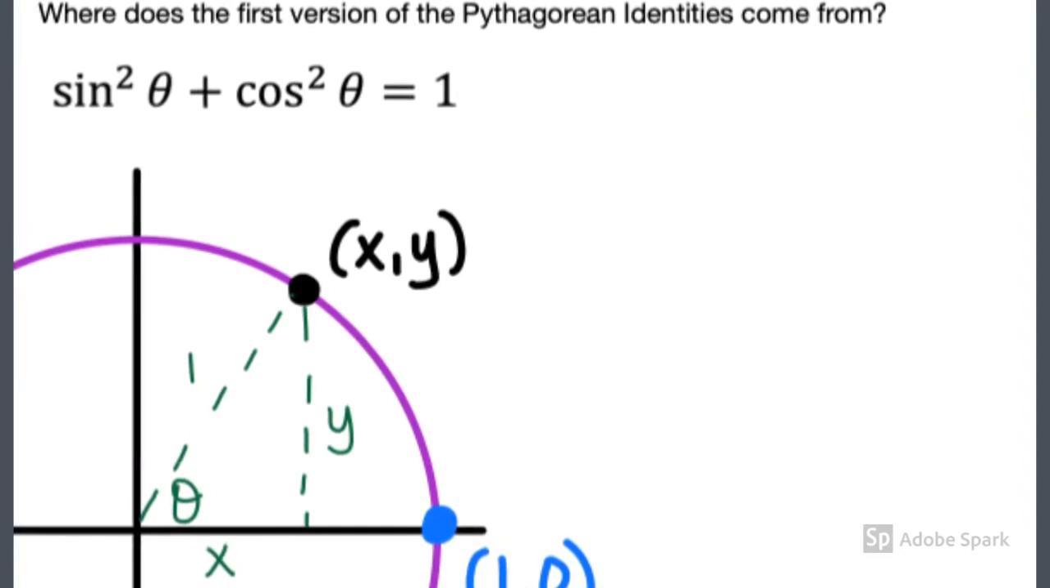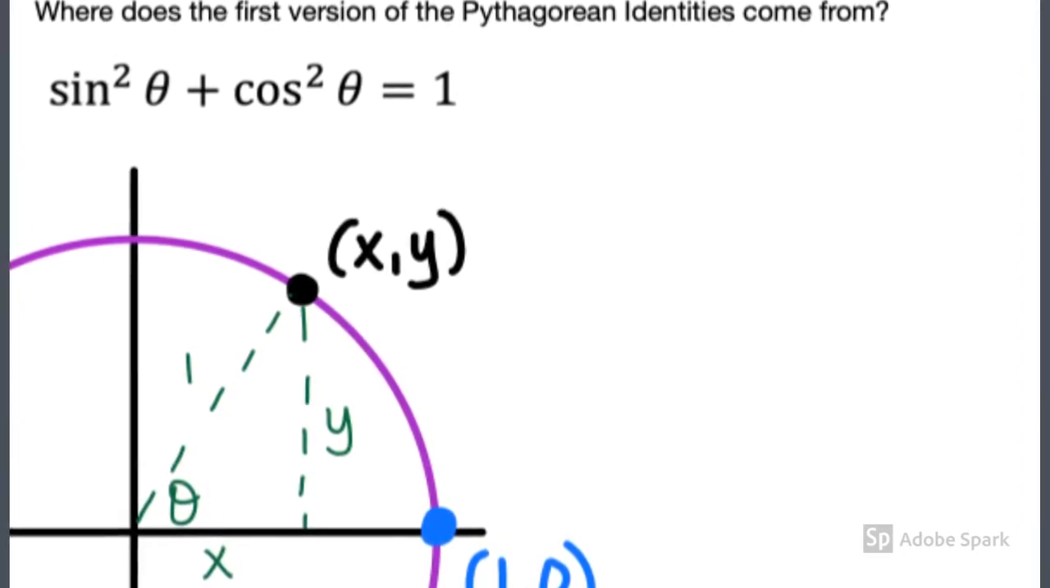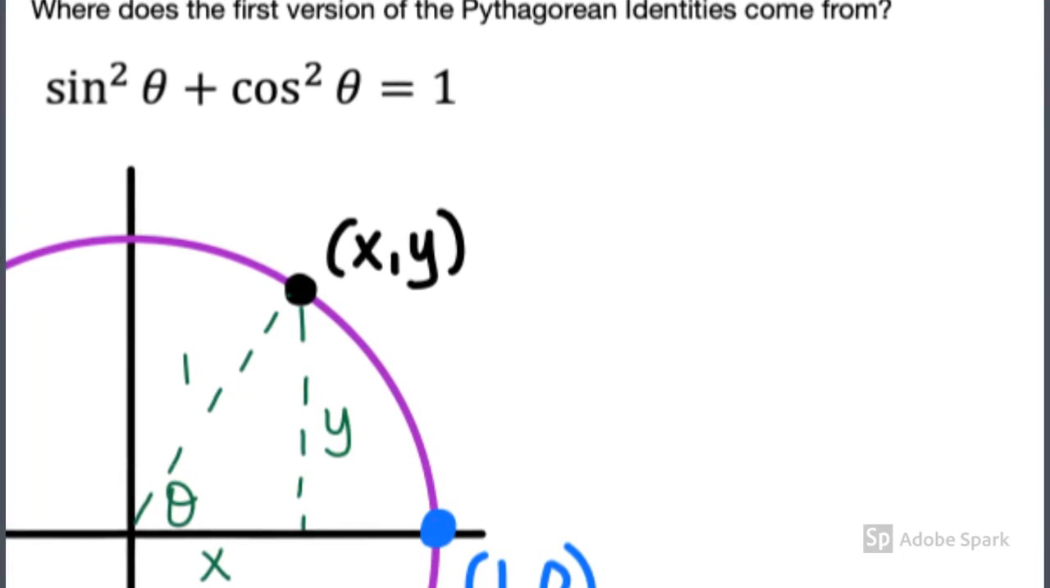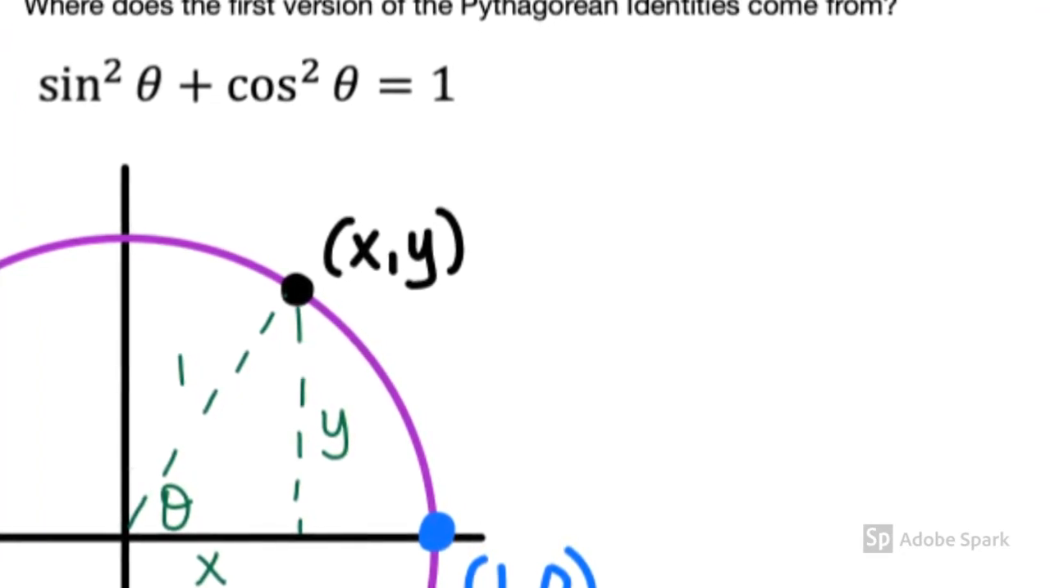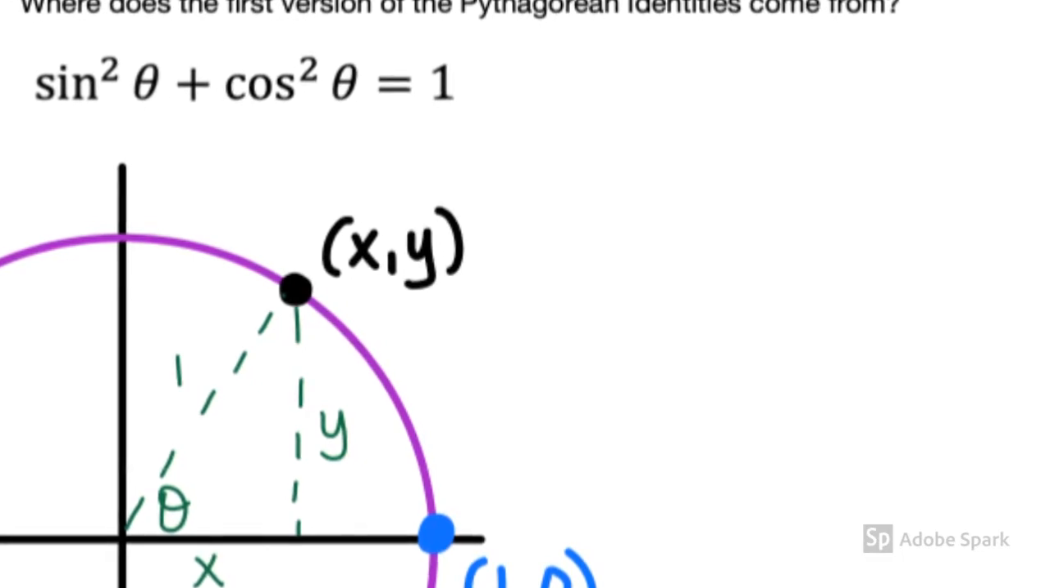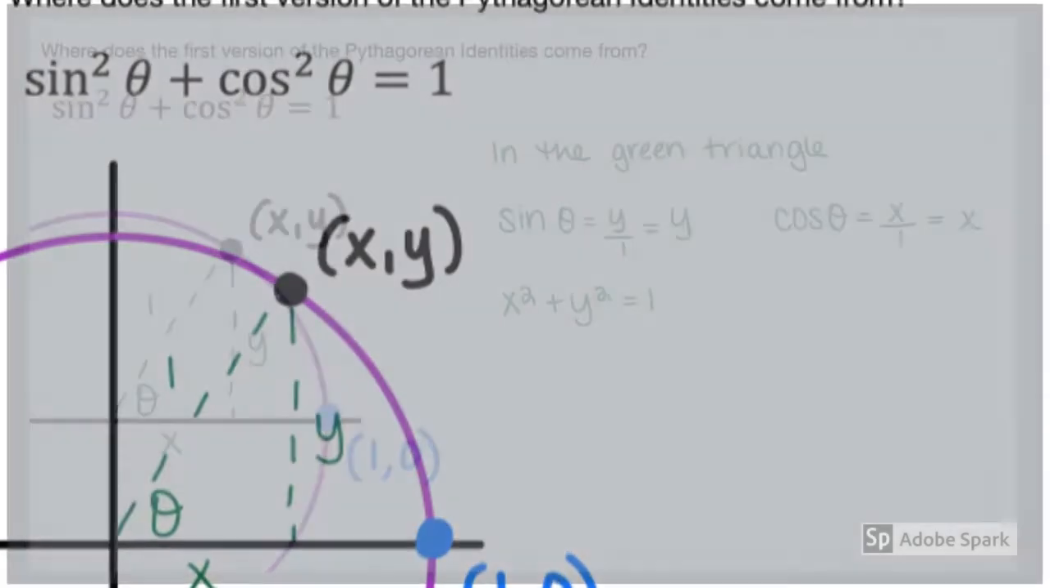I called the angle between the x-axis and the slanted line theta, and then I knew that the horizontal side would be the same length as x, the vertical side would be the same length as y, and since this is a unit circle, the hypotenuse is 1.